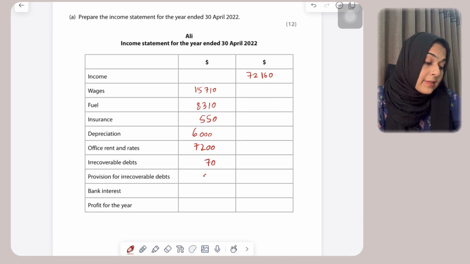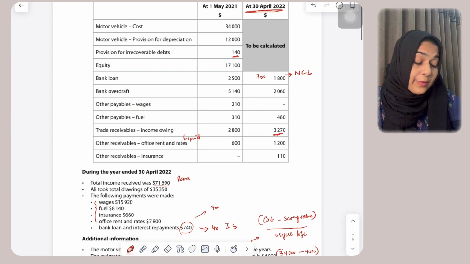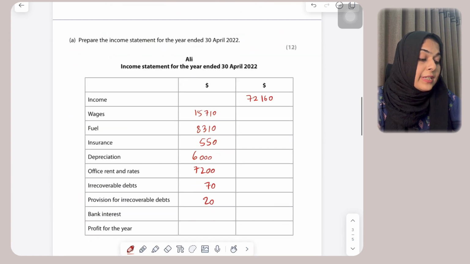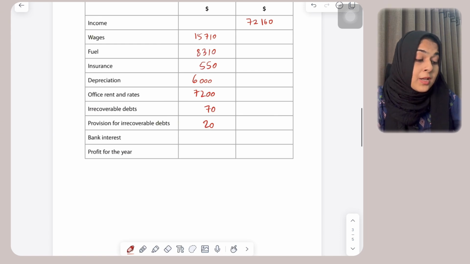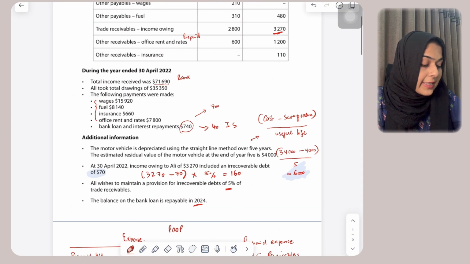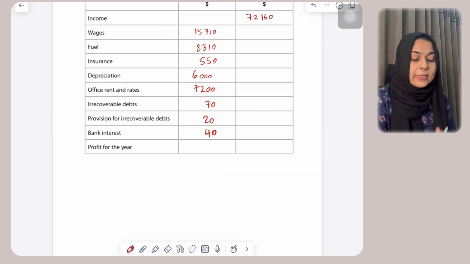Provision for irrecoverable debts I'll write here $20, because the opening provision was 140 and the closing provision is 160. So $20 is the increase in provision for irrecoverable debts, which goes in the expenses section of the income statement. Also, bank interest. Bank interest in this case, I calculated that it was $40. So I'll write here 40. And then I will basically total these expenses.